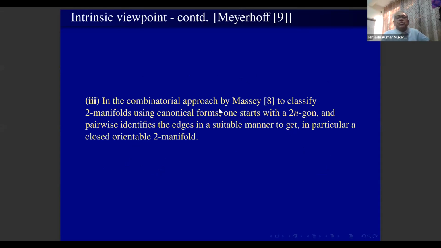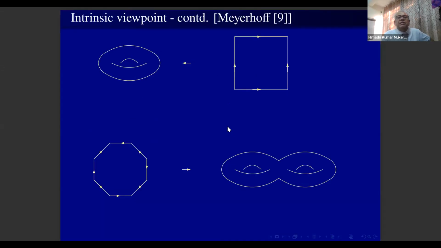In the combinatorial approach by Massey to classify two-dimensional manifolds using canonical forms, one starts with a 2n-gon and pairwise identifies the edges in a suitable manner to get, in particular, a closed orientable two-manifold. Massey's book contains these details. Like this, if you start with a rectangular sheet and identify this with this and this and this, you get a torus. And if you take an octagon, you identify along these arrows, etc., to get a two-hole torus.